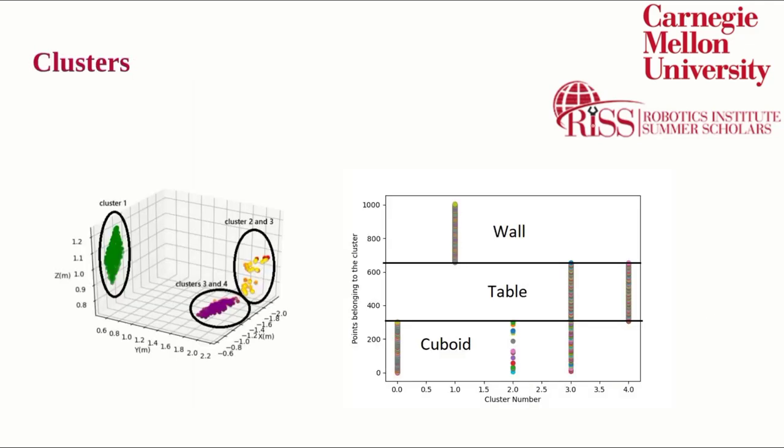These parameters composed the feature vector to cluster the data using the algorithm X-means, which returned 5 clusters. Clusters number 0 and 2 contained points in the cuboid surface. Cluster number 1 had all the wall points, while cluster number 4 had only table points. Cluster number 3 was composed of points from the cuboid and the table.